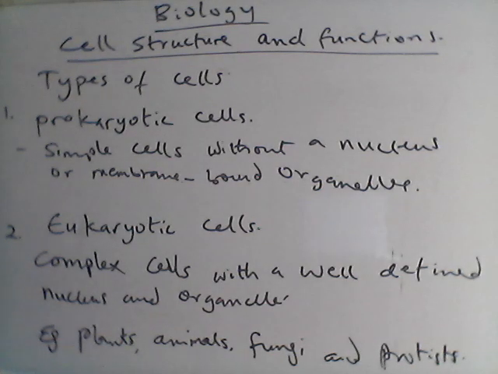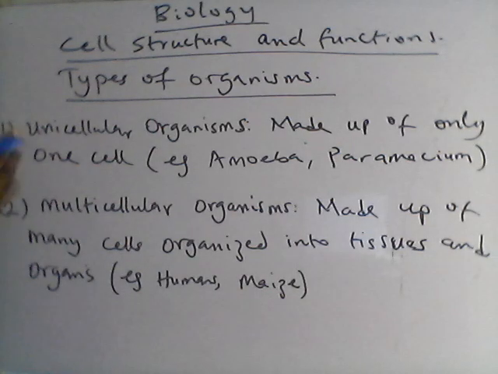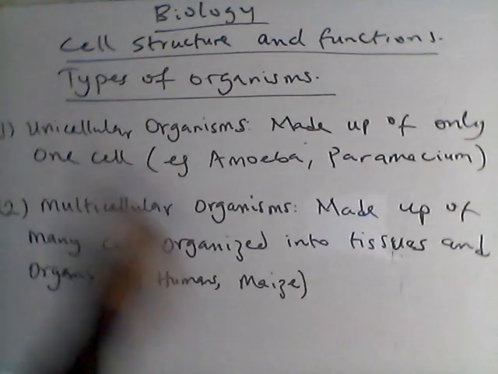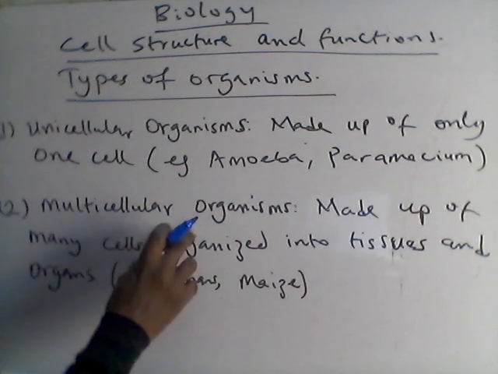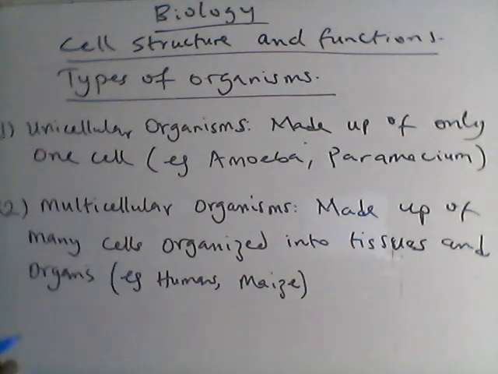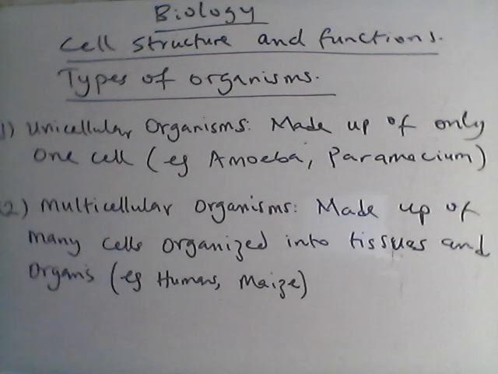So we will go to the types of organisms. We have the unicellular organisms and we have the multicellular organisms. Unicellular organisms are organisms that are made up of only one cell. An example is amoeba and paramecium, just one cell. And the multicellular organism, from the name multicellular, means that it is made up of many cells. They are organized into tissues and organs. Examples are humans, animals, maize, etc.